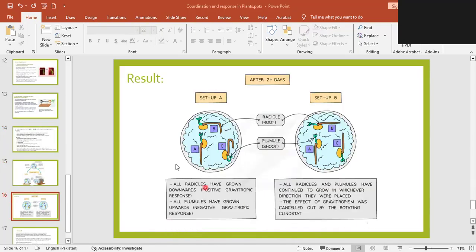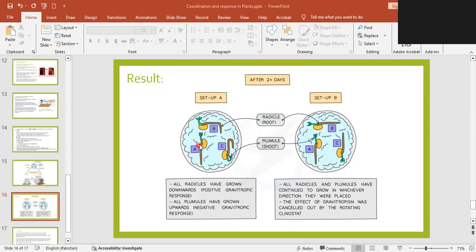Now this is the result. See, this is the result. The A seedling is growing towards the gravity. There's no bending or change of the root growth. It means that the force of gravity was in this direction. The B has tilted downward. It means this is the area where the force of gravity has applied and made the root grow downward. And you can see the C has made a curve and is now growing downward. All radicles have grown, all radicles meaning the roots. All roots have grown downward, that is positive gravitropism.